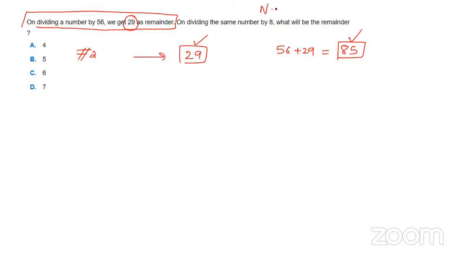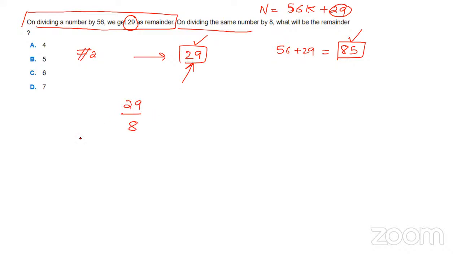Or you can think about n is equal to 56 into a constant k plus 29, right? When k is equal to 0, you will get the first number, that is 29. If k is equal to 1, you get the second number, 85. Any number you take, 29 or 85. So the point here is, the question is on dividing the same number. So if I'm taking 29, your answer here is what is the remainder when you divide 29 by 8?